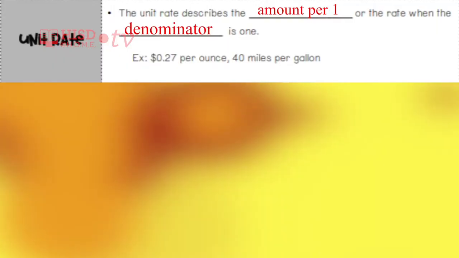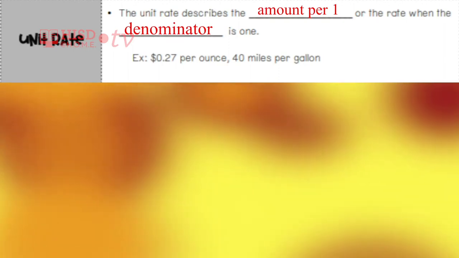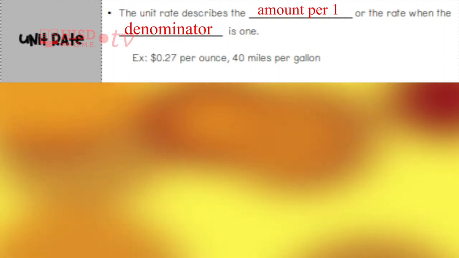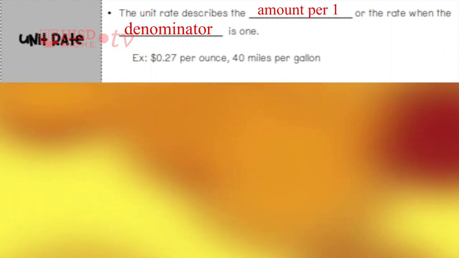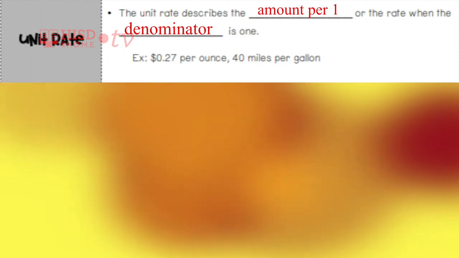So let's go over vocabulary words that we may use for this lesson. The unit rate. The unit rate describes the amount per one, or the rate when the denominator is one. Example, 27 cents per ounce and 40 miles per gallon.